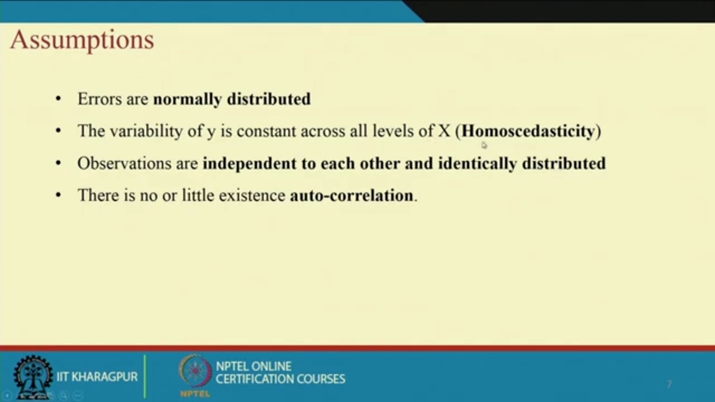the variability of y is constant across all levels of x, which is homoscedasticity. Observations are independent of each other and identically distributed. There is no or little existence of autocorrelation.